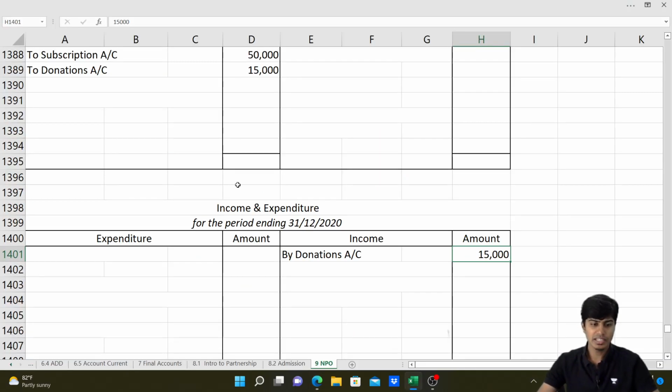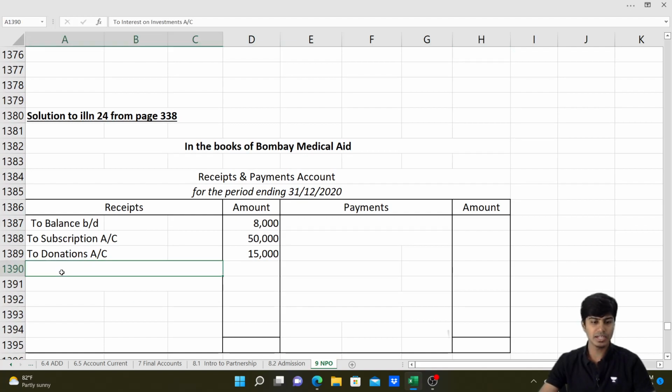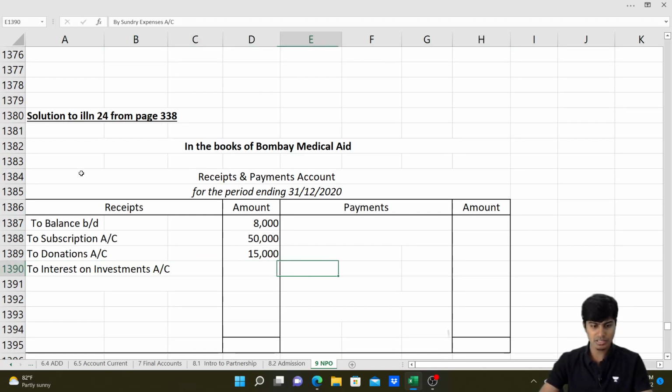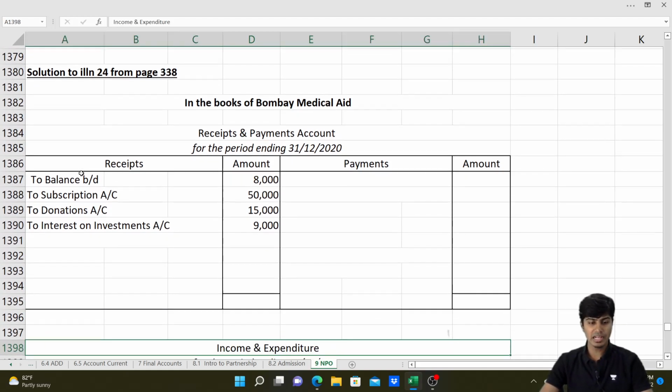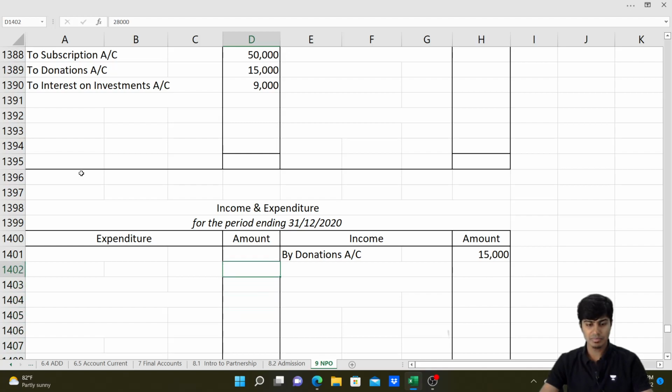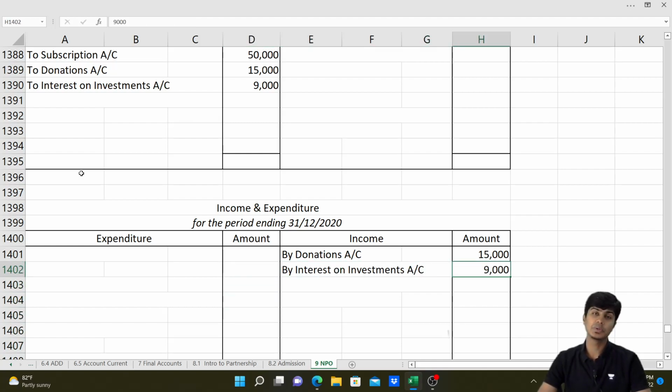Let me write it in my receipts and payment. On the receipt side, I'll write here 2 interest on investments, this is 9,000 rupees. And in our income and expenditure, I'll write it on the credit, income side, I'll write by interest on investments 9,000.